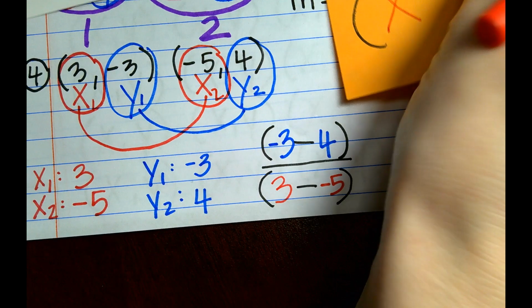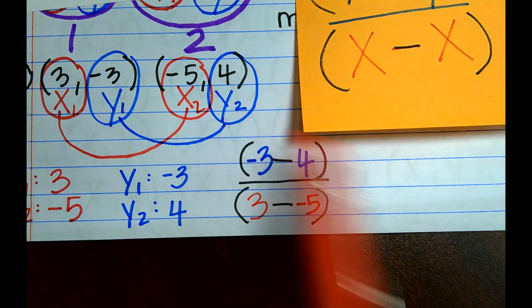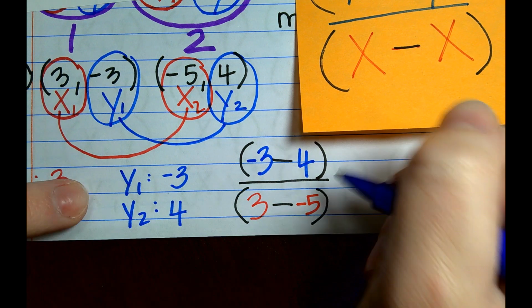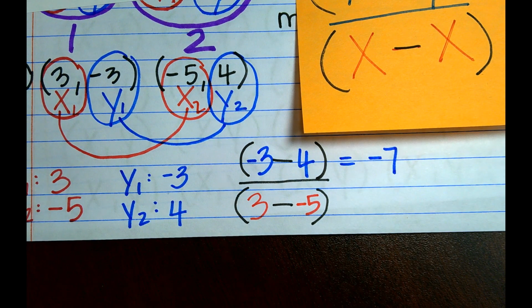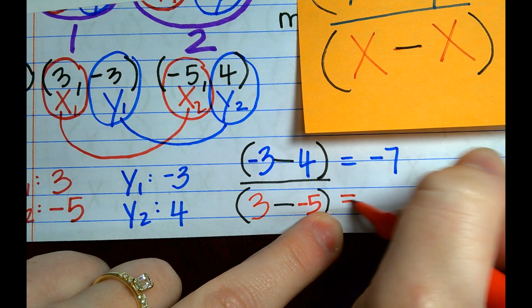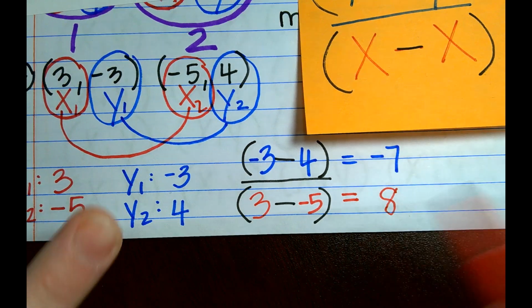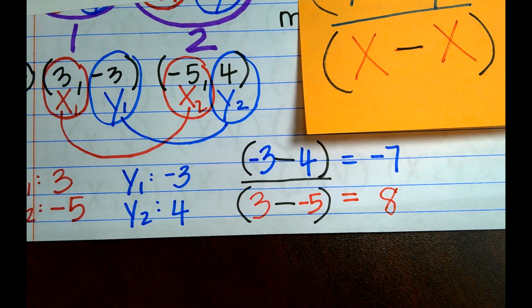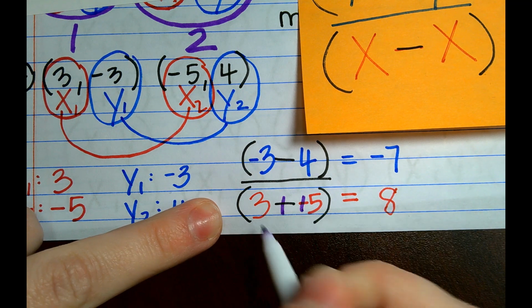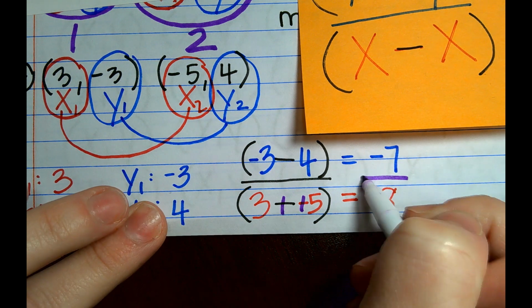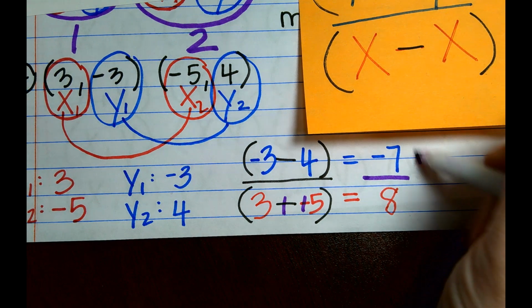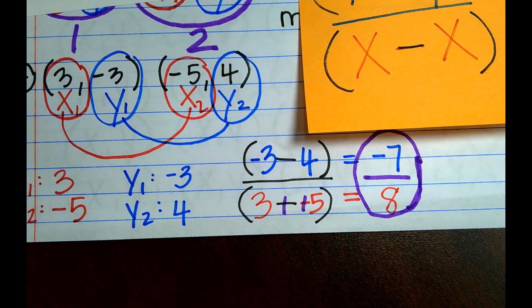Okay, well, now that we have it filled out, let's solve it. Negative 3 minus 4, what is that? Negative 7. 3 minus negative 5. Positive 8. Why is it positive 8? Because of the two minuses. Minus a negative, they turn into positive. So it's just like 3 plus 5, which is 8. And that's our slope. Not too bad.